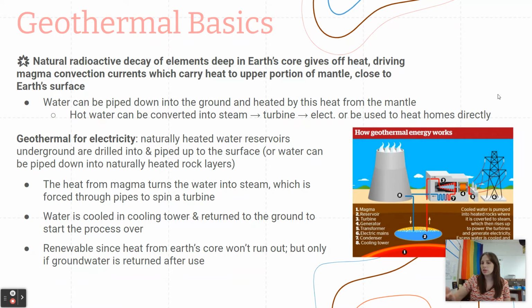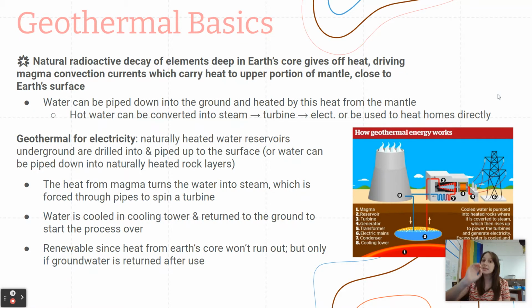Now, Earth's core heat is not going to run out. I mean, it will eventually in millions of years, but we have a much bigger problem besides electricity at that point. We will not be able to survive on Earth. So for the foreseeable multi-million year period where we are going to be around, this is going to be a renewable source of heat.